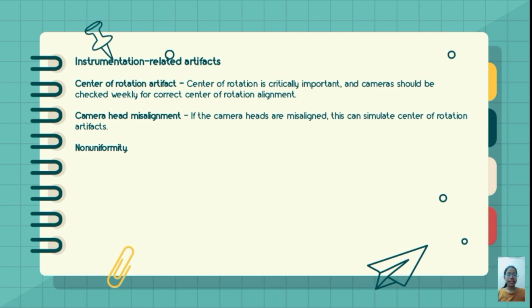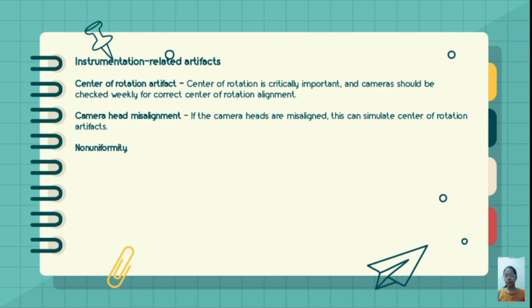This center of rotation alignment allows data from SPECT images that are processed with filtered back projection to be aligned correctly, and an error in the center of rotation by just a few pixels can result in blurring of images and produce artifactual defects on SPECT images.